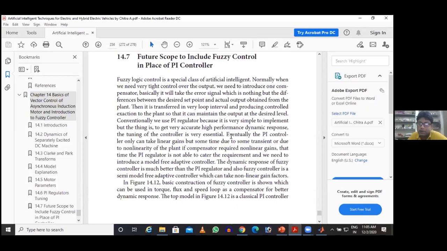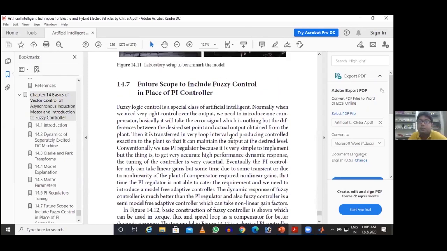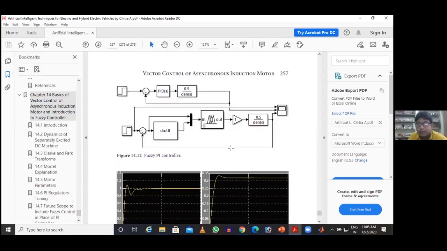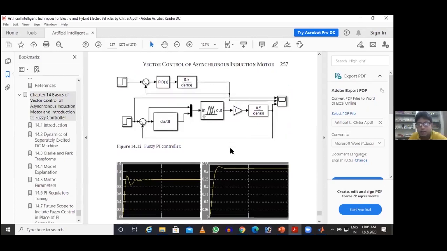When I come to you, that time I will explain physically how to implement the PI regulator. And there is a concept of artificial intelligence. This I can tell, fuzzy logic is also one kind of intelligent system. So instead of the classical controller, if you design a fuzzy controller, you will get a better response.